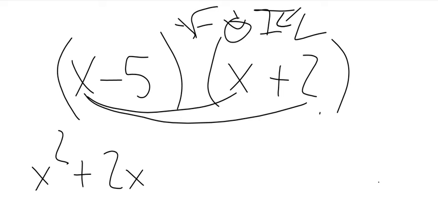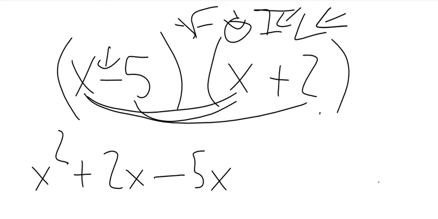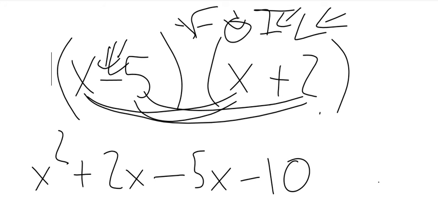Next, you have your inner, which is 5 times x. Now here, because you have a negative at your 5, you're going to go minus 5x. And then your last, you'll go negative 5 times 2, which ends up at negative 10. Don't forget, when you have this sign, you have to adjust for that. See here, as I put the negative 5x and minus 10.